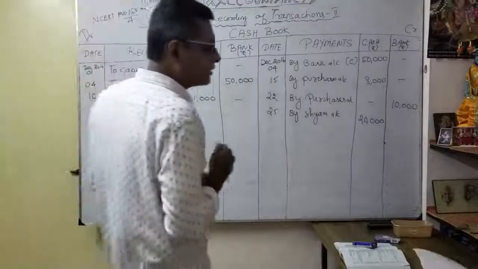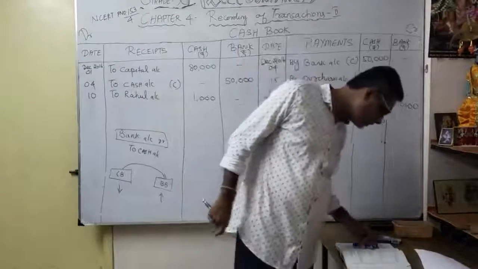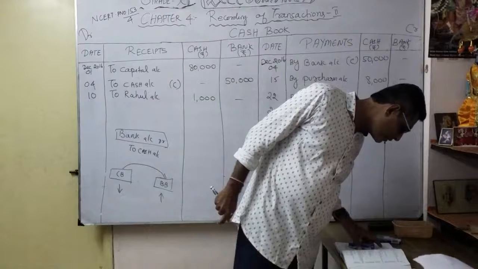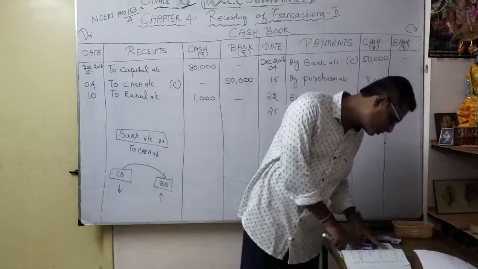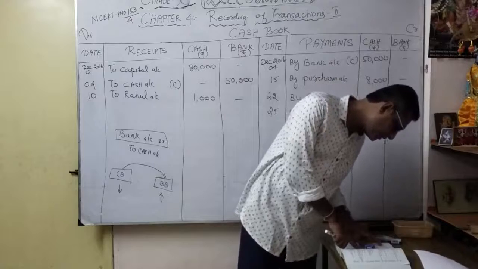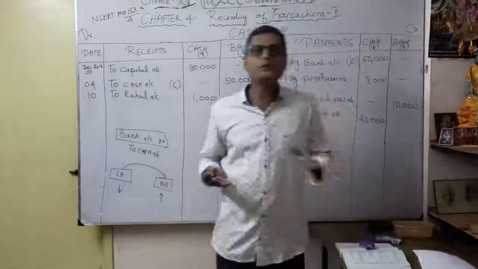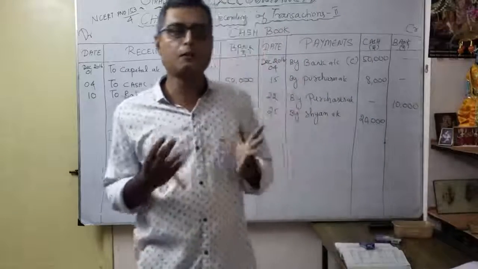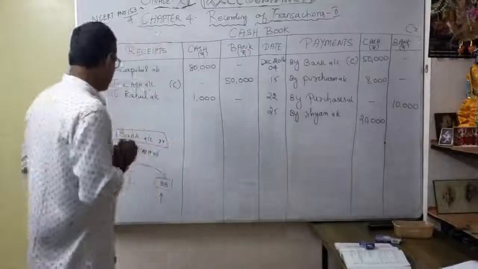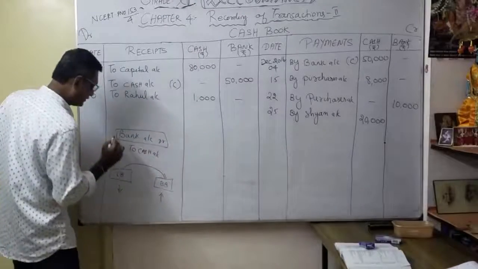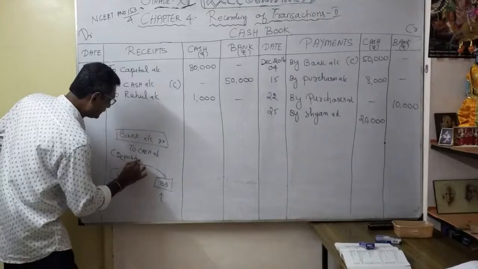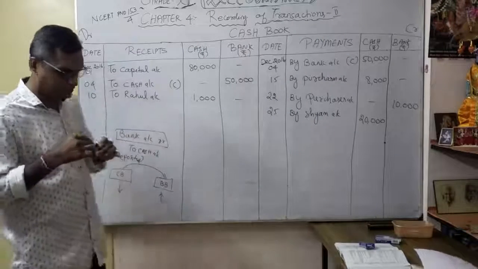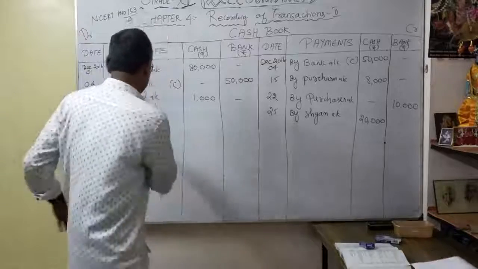Now we are going for the next transaction. What is the next one? It's very important. Drew from bank for office use 2,000. Okay. So what is the entry? So simple, cash withdrawn from bank for office use. What is the entry? So here this is deposited. Correct. This one is deposited. So that's why our cash goes to the bank. Now the cash is withdrawn from the bank. So what is the entry?